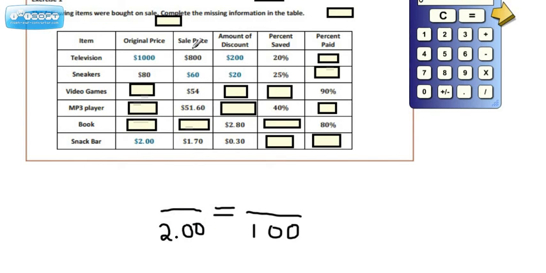So we know that the sale price was $1.70 and the amount of the discount was 30 cents. So let's say we're going to take this amount right here. Now that would be the percent paid, right? That's the number. If we're going to solve this proportion, we're going to be answering this right here. So how about we put a P for percent.